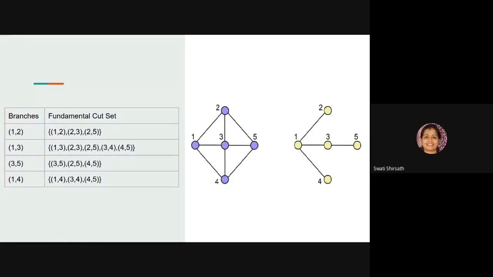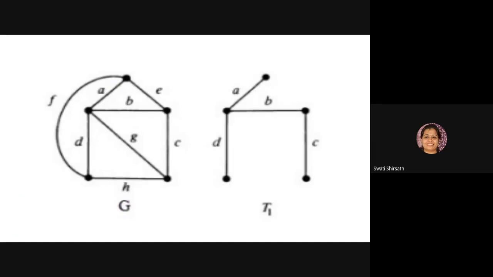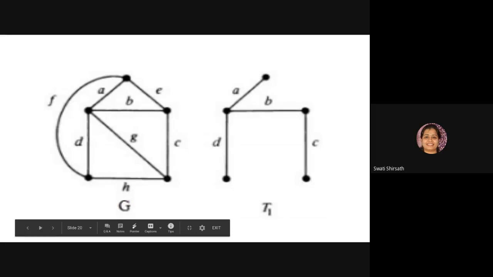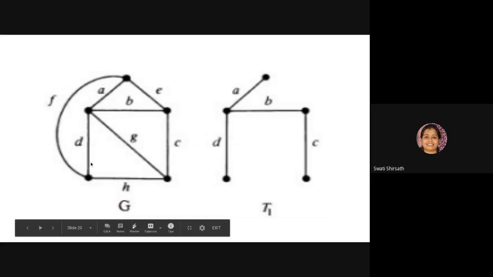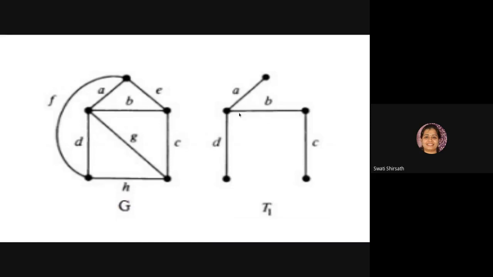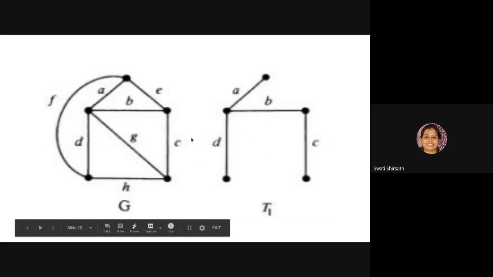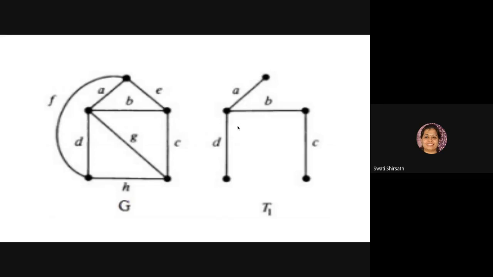Let's see if I have an example for you. Now for this diagram, I want you to find out fundamental circuit and fundamental cut set both. Okay, all are done. Let's discuss even if you are not done. So see how many chords are there? 1, 2, 3 and 4. ठीक है. And how many branches are there? 1 2 3 4. ठीक है.